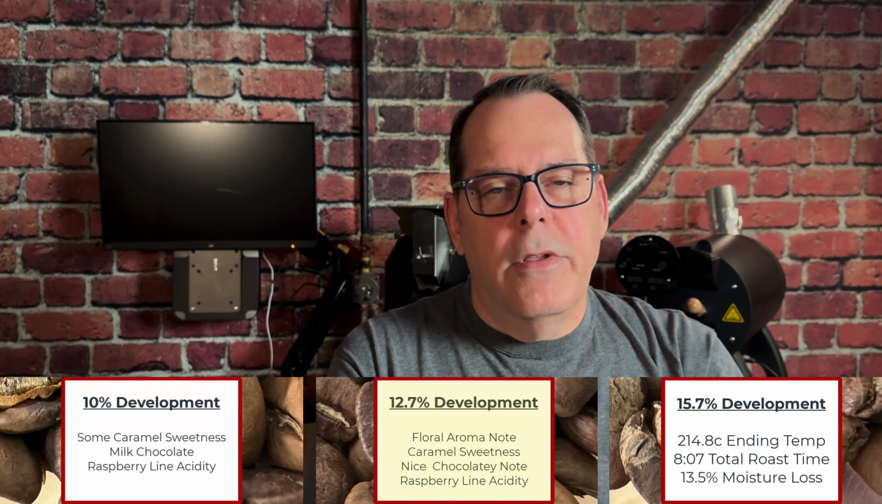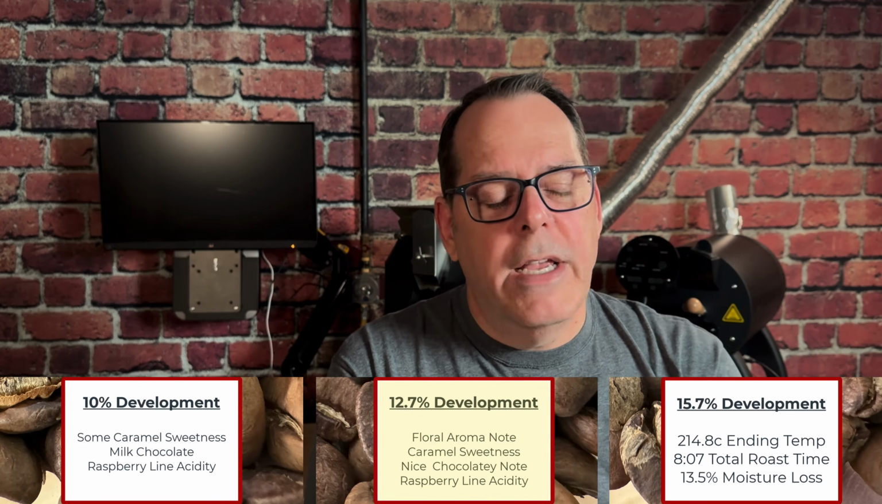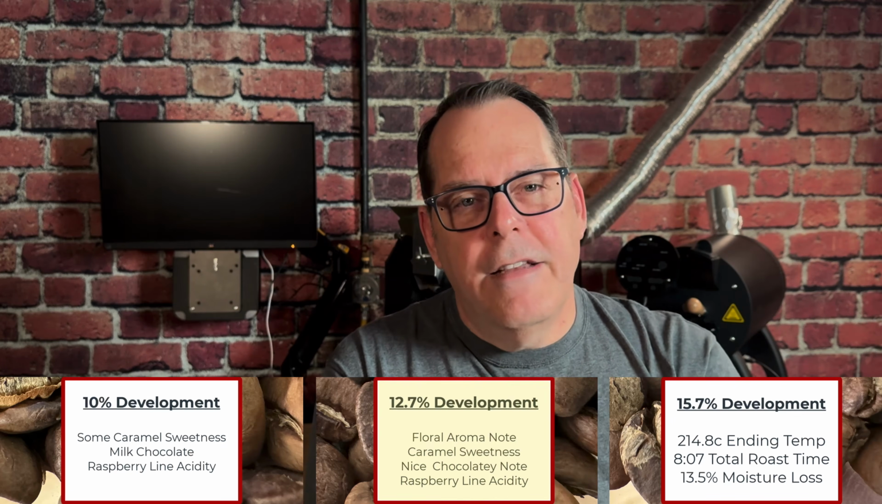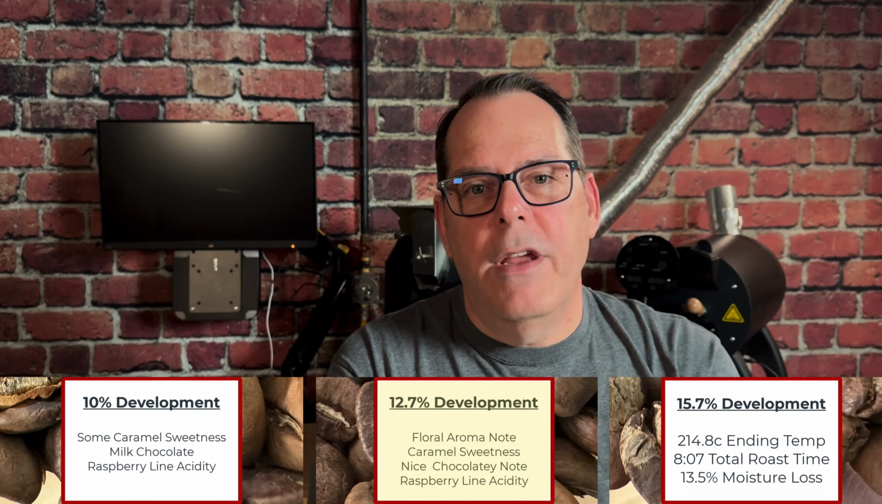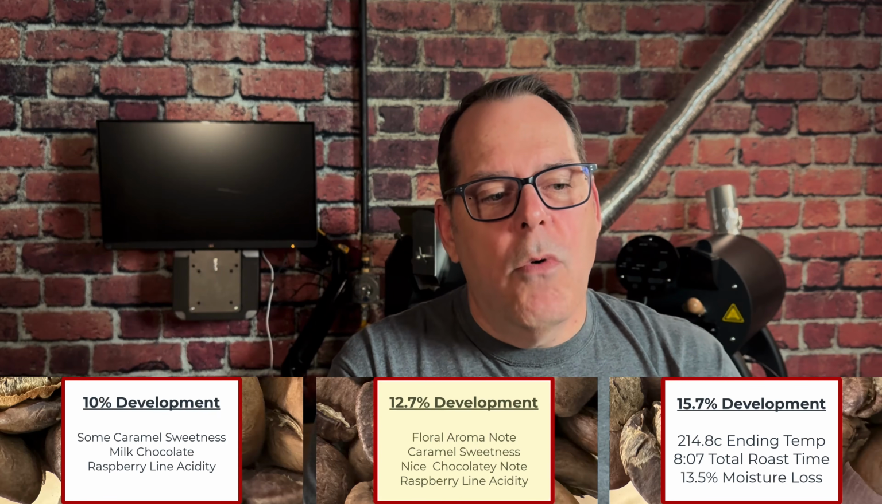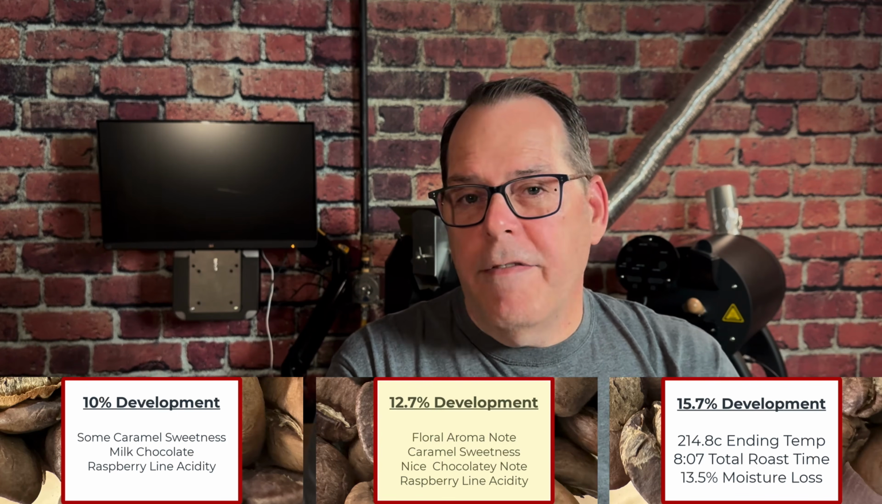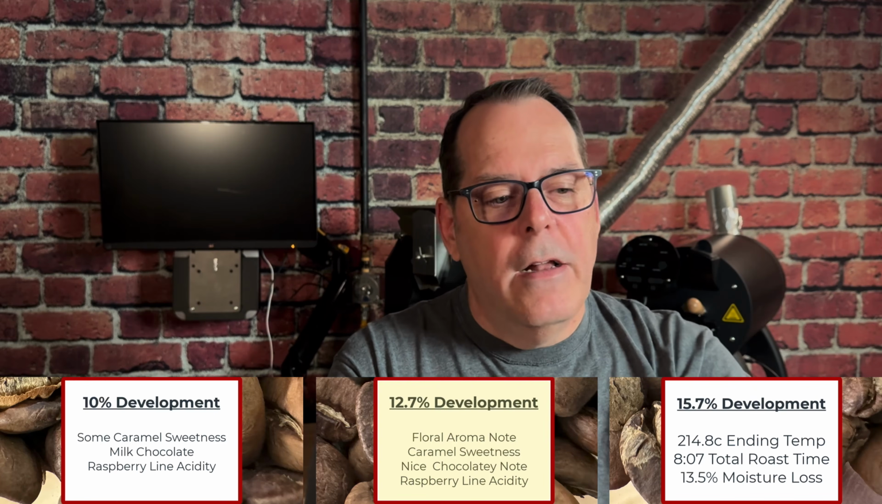Then we go to this 12.5% development roast, and this was really interesting because this tasted very much like the Kaleido M2 roast I did in my previous video. Very similar. There was a little bit of a floral note in the aroma, which, by the way, the first 10% development didn't have. I was kind of surprised about that.